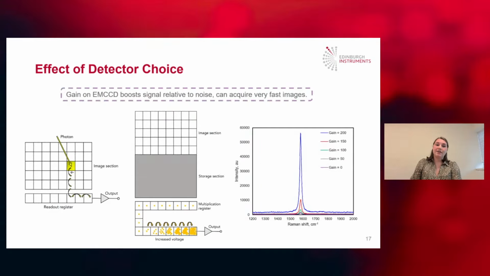When thinking about faster imaging, another option is your EM-CCD. This uses multiplication gain technology, which increases the number of electrons generated by a single photon in order to increase your signal. As you can see from the spectrum here, the gain can be controlled. So with zero gain, it acts as a standard CCD, and the signal is quite low. And as you increase up to 200 gain, the signal intensity increases up to around 50 times.